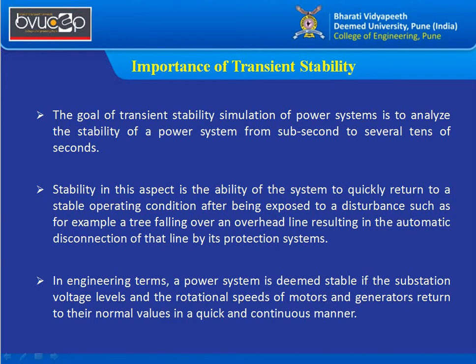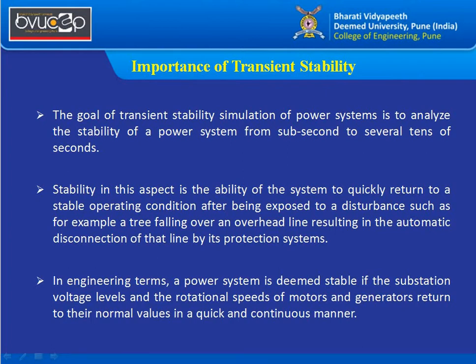We have to recover the system back to stability to avoid the system going into much more transient instability. So stability is very important, as the operating condition is exposed to disturbances such as a tree falling or a bird sitting, a bird shorting, or ice loading. Automatic disconnection of that line is to be done in order to protect the other parts of the system. That means the system should remain healthy. Whatever is the unhealthy part, or whoever is creating the problem for stability, we have to separate it out from the healthy system.